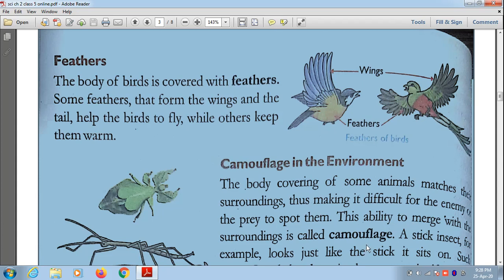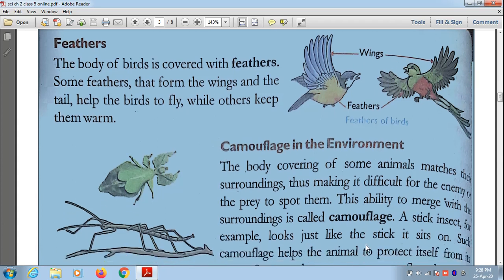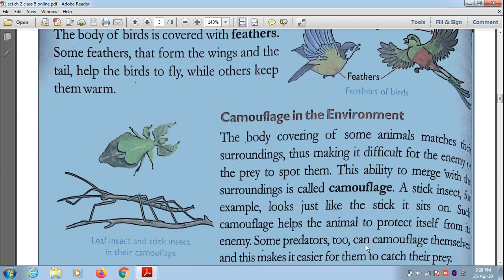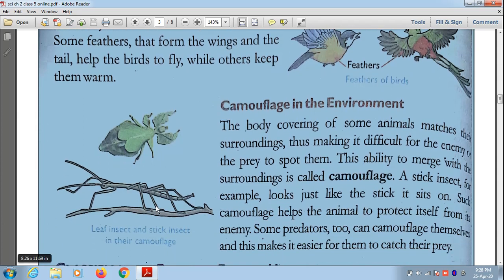A stick insect, it looks like a stick. पेड़ के ऊपर होता है, stem के ऊपर होता है and it appears as if a stem is there. तो जो उसका enemy है वो उसको locate ही नहीं कर पाता, right? So a stick insect, for example, looks just like the stick it sticks on. Such camouflage helps the animal to protect itself. Some predators too can camouflage themselves and this makes it easy for them to catch their prey.